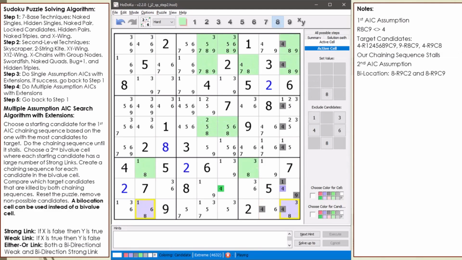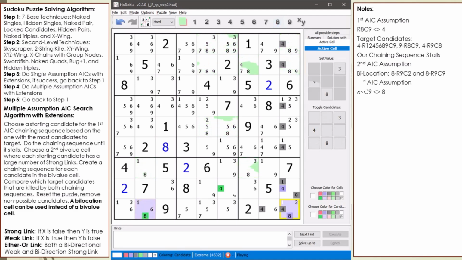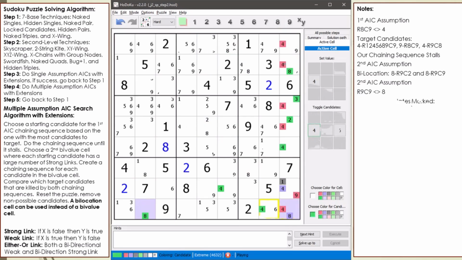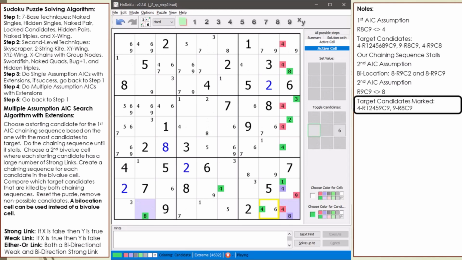For the second assumption, instead of using a by-value cell, a pair of by-location cells are used for the 8 in the house making up row 9. We assume cell 9,9 is not equal to 8 as our starting candidate for our second assumption AIC chaining sequence. Here is the resulting chaining sequence. We record the target candidates marked in red in our notes.